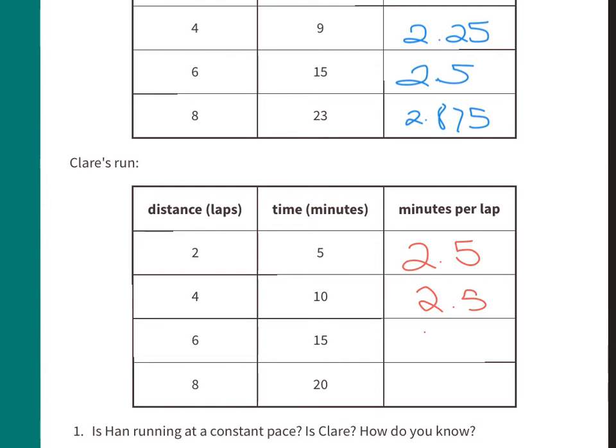15 divided by 6, 2.5. 20 divided by 8, 2.5. So Claire was running the same pace every time. She's running 2.5 minutes per every lap.